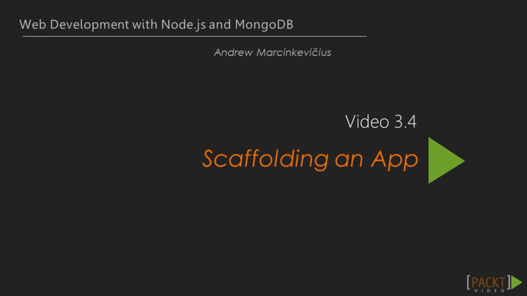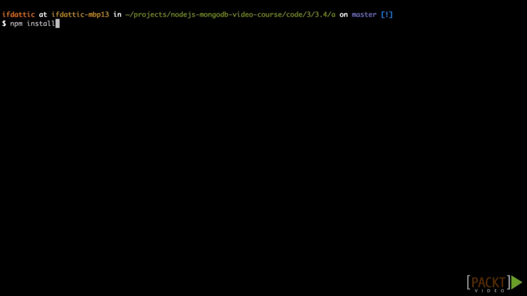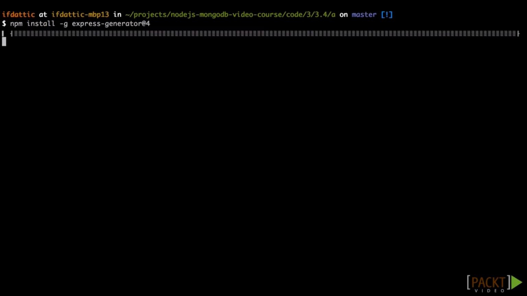Hello, and welcome to the Scaffolding an App video. In the previous video, we looked at how to define routes in Express.js and how they are handled to produce dynamic applications. In this video, we are going to learn how to generate an application skeleton and how to add authentication to our application. To avoid repeating yourself, you can add an application generator which will create an application skeleton for you.